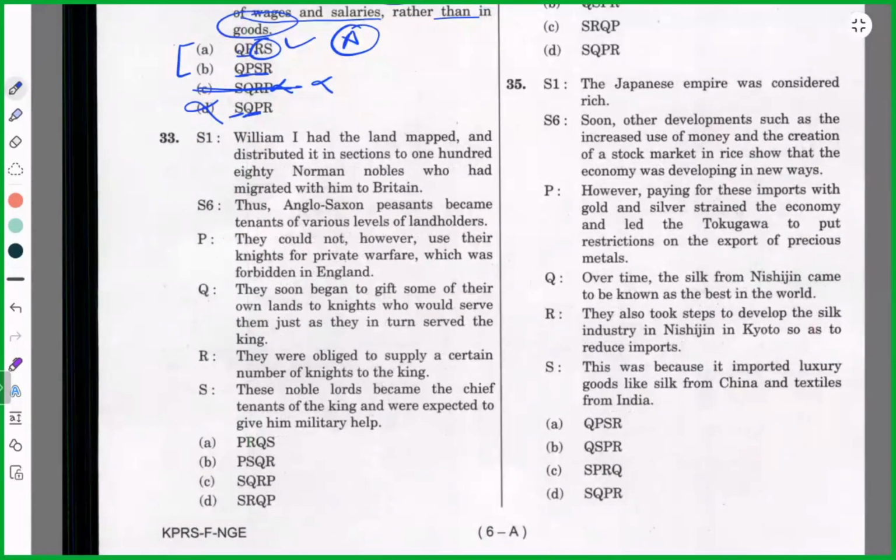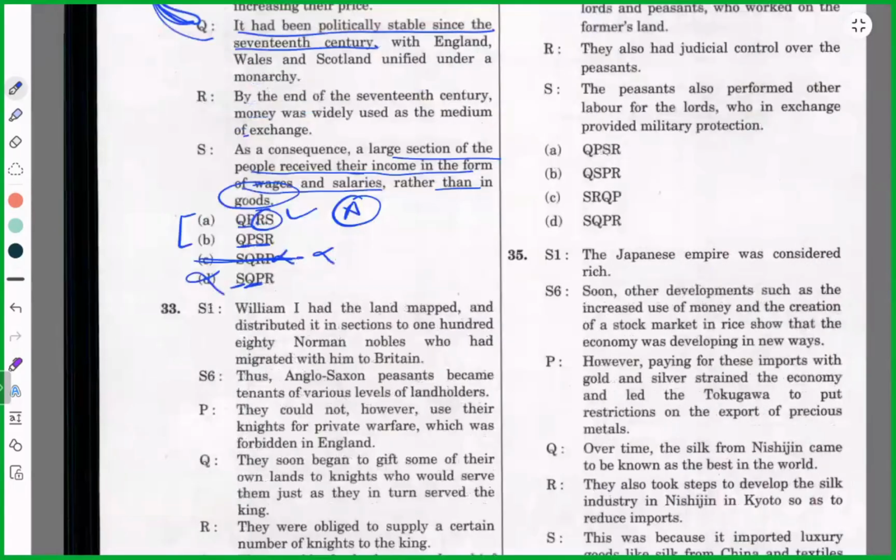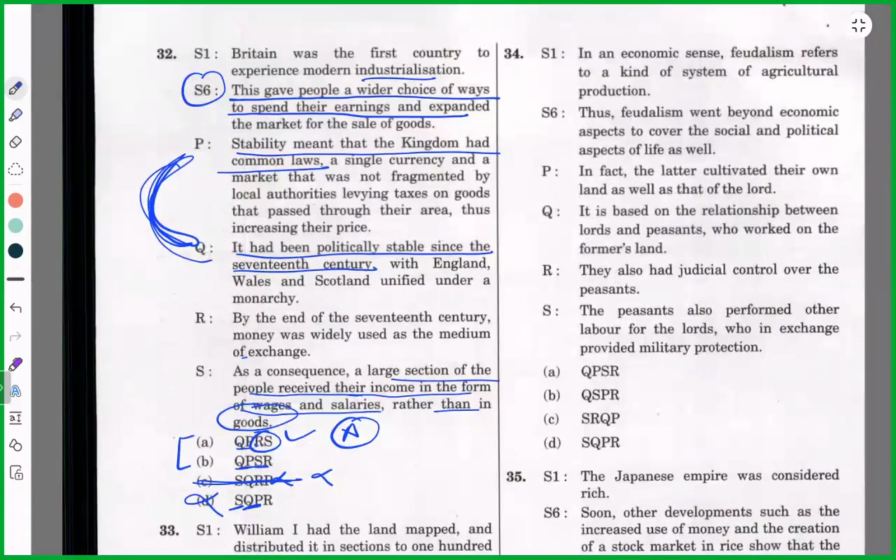Sir, can you show this question one more time? Just for a while. Any logic? Any conclusions? Any confusions or any logic that you made? You find it correct? You can ask. Sir, I have confusion with RS. Obviously, money became the medium of exchange, and as a consequence people received their income. No, income in money. Obviously, it will not go the other way around. SR will not be the pair. It will be RS only, and QP and RS is the pair. So QP RS is in the same line.